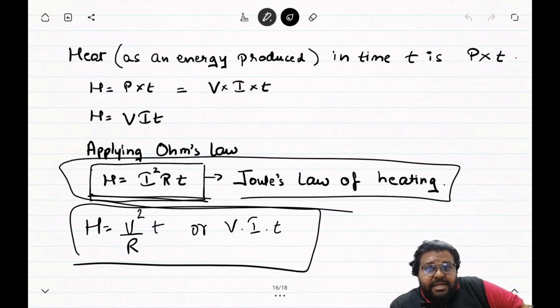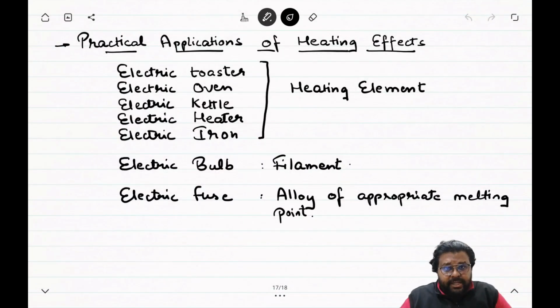Now again, R is directly proportional to L upon A, that means inversely proportional to A. If I make the wire as thin as possible, that means least cross-sectional area, then the resistance is more, and with more R offered, more H is generated. So on the basis of this principle, there are some practical applications of the heating effect.